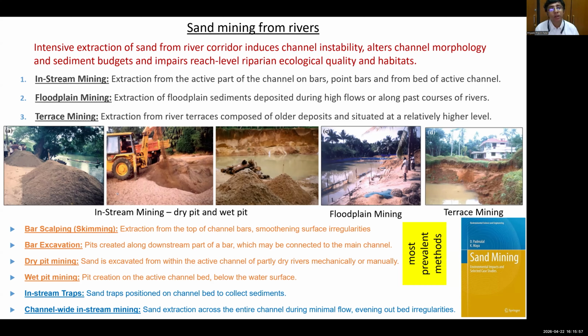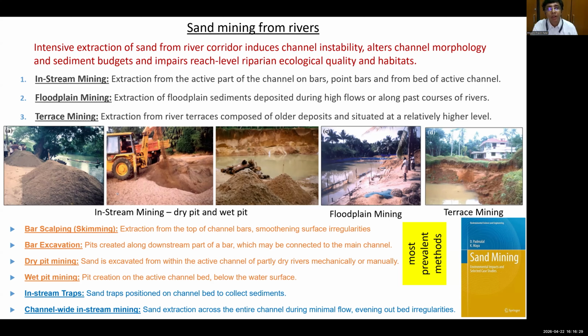They can hollow out into the bar surface, and you can have sand mining both from the exposed sandbars, that is dry pit mining, or you can still continue mining it from below the water level, which is wet pit mining. And these four methods in orange here are the most prevalent methods that we see throughout India, where, because accessing the bar is easy, you don't need a sophisticated boat. You can just go in.